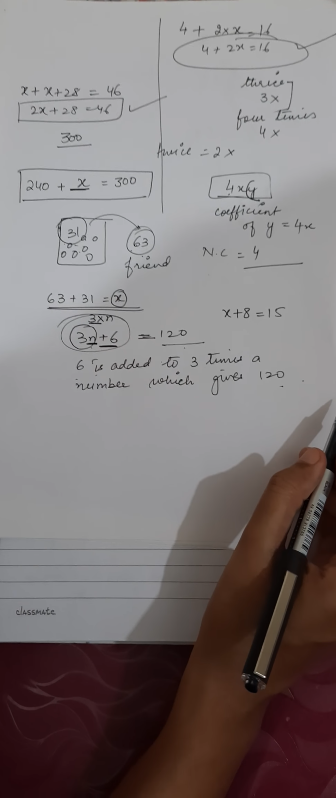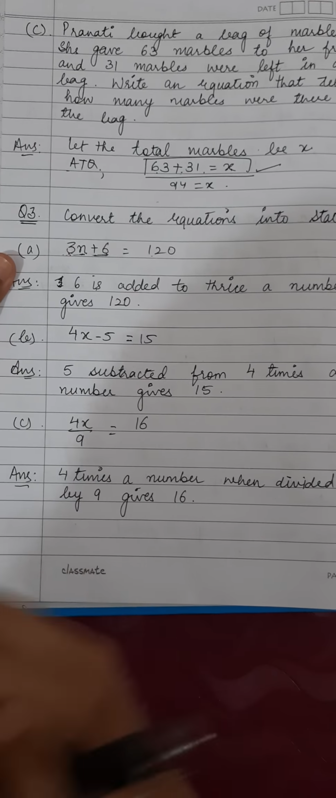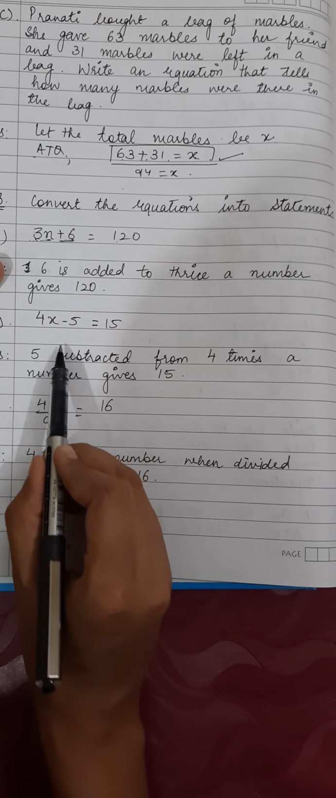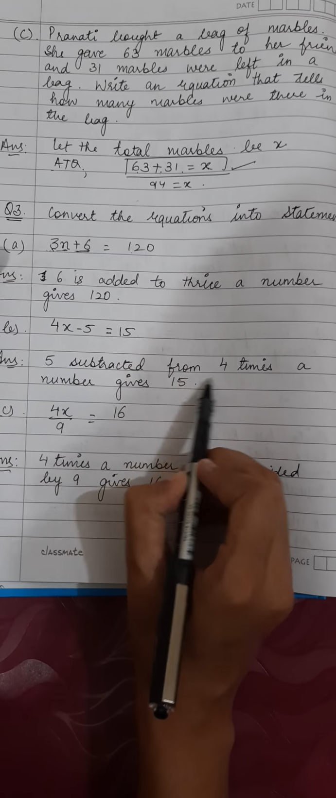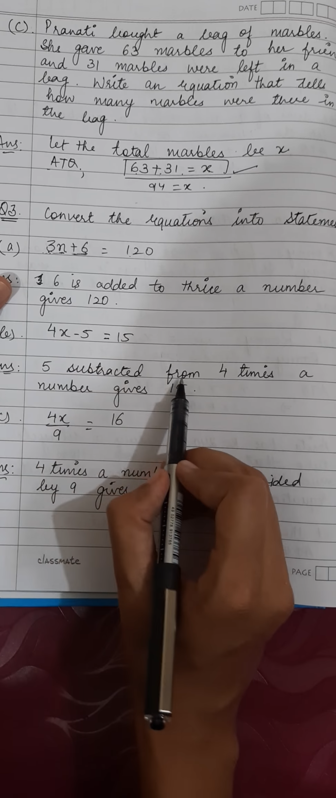So that's how you are going to frame the equations. Let's move to the next. 4x minus 5 is equals to 15. Now this 5 is subtracted from what? See, whatever is after "from", that we are going to write firstly. That's why I have written here 5 subtracted from.